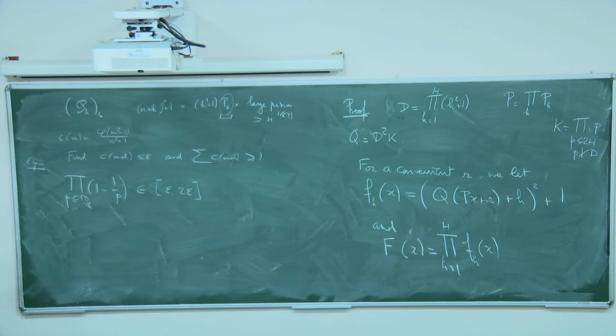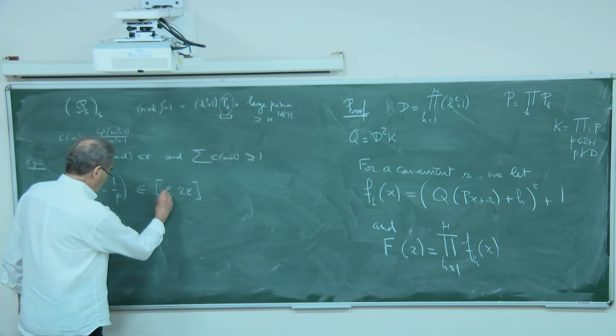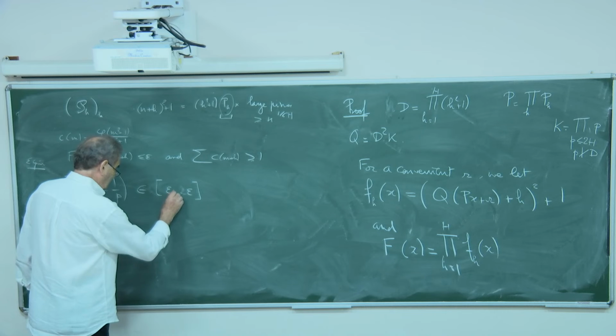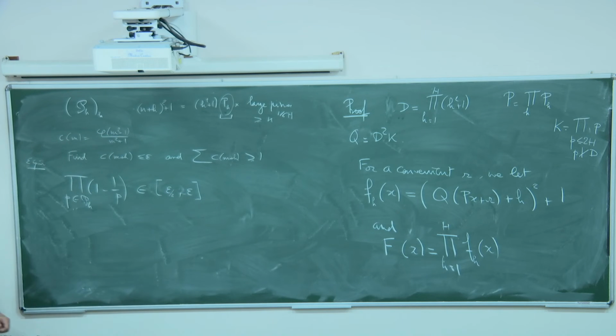Probably to be consistent with your main theorem, you should take epsilon over 2 comma epsilon, because you want the number to be less than epsilon. I want it to be less than epsilon. Yes. Okay, then let us take epsilon over 2 and epsilon. Okay, good.